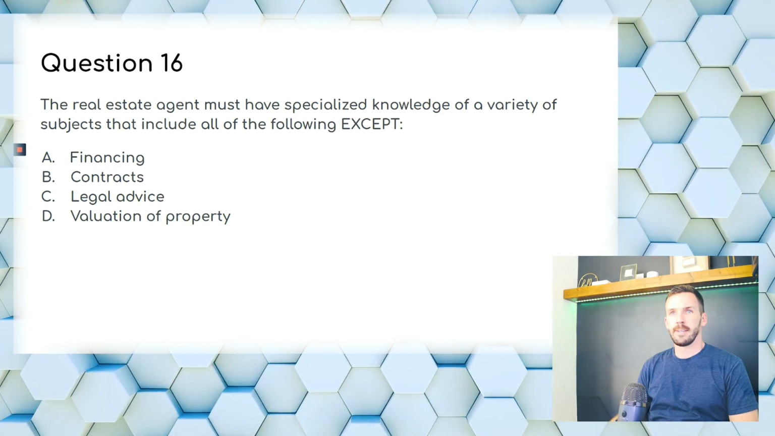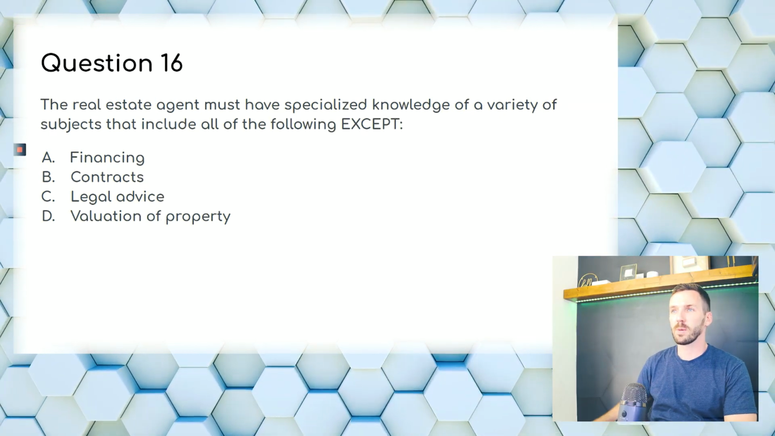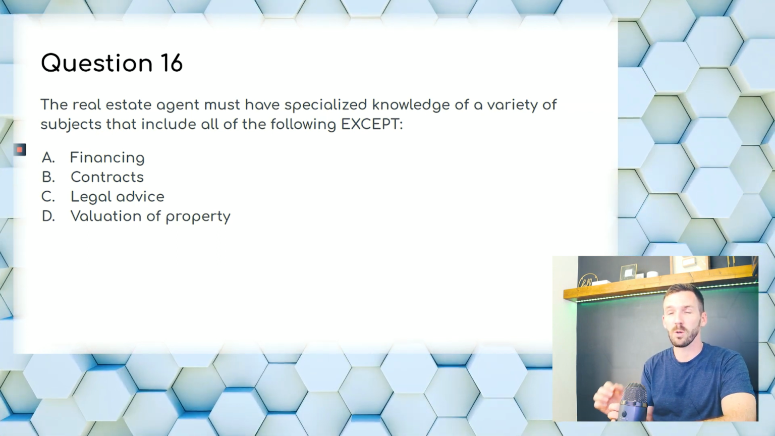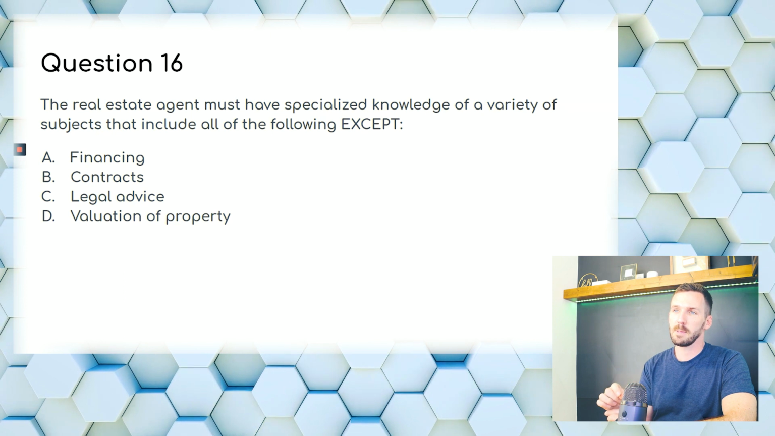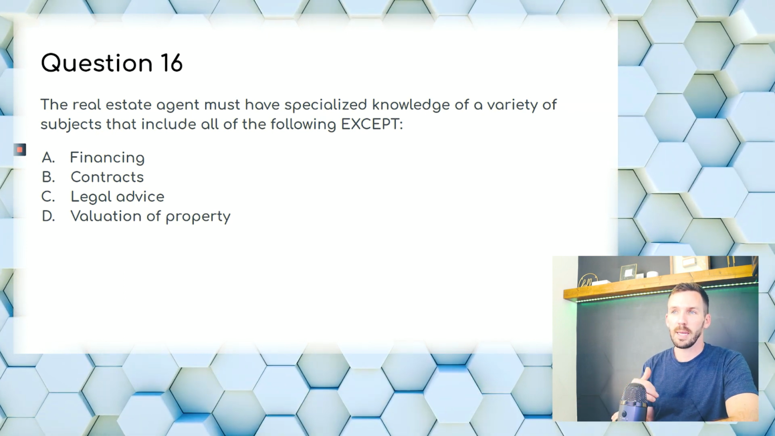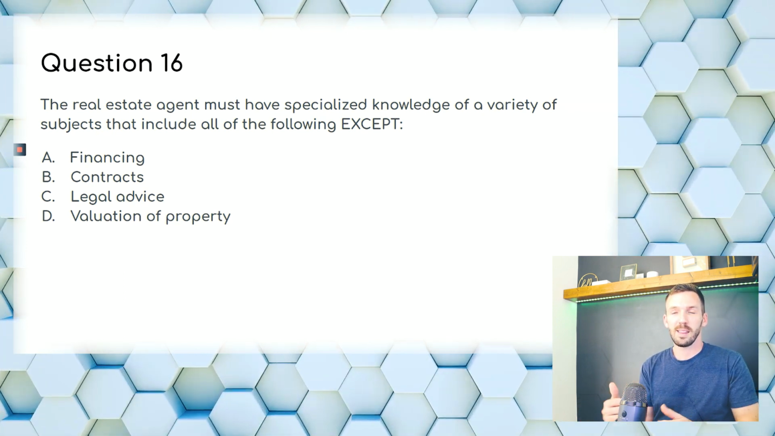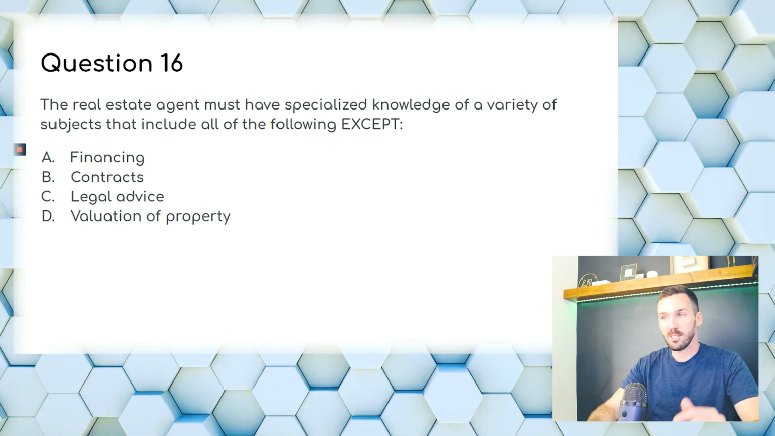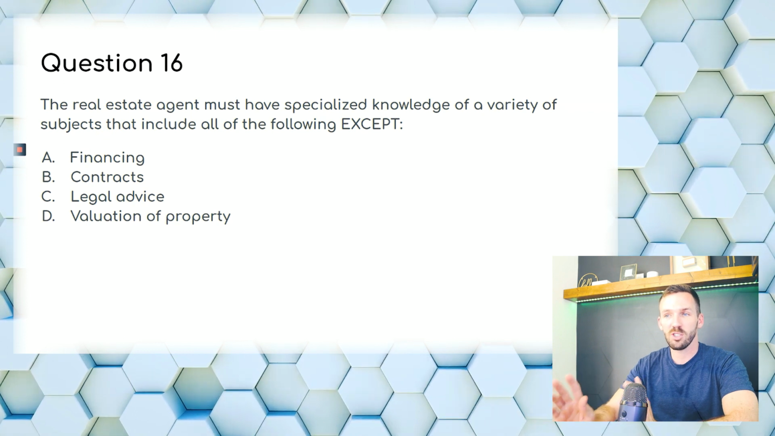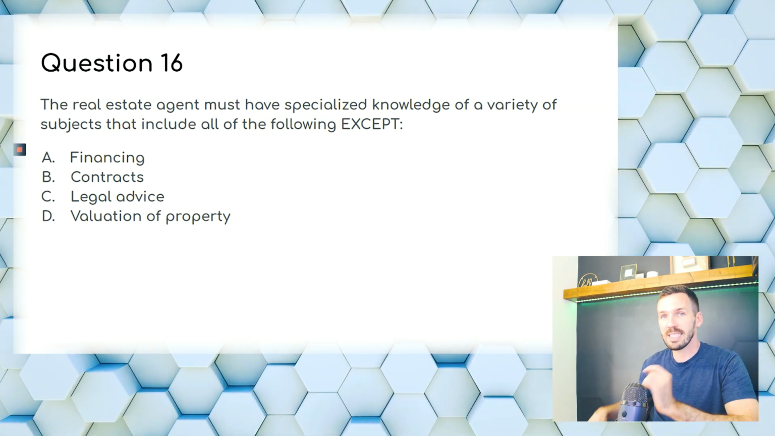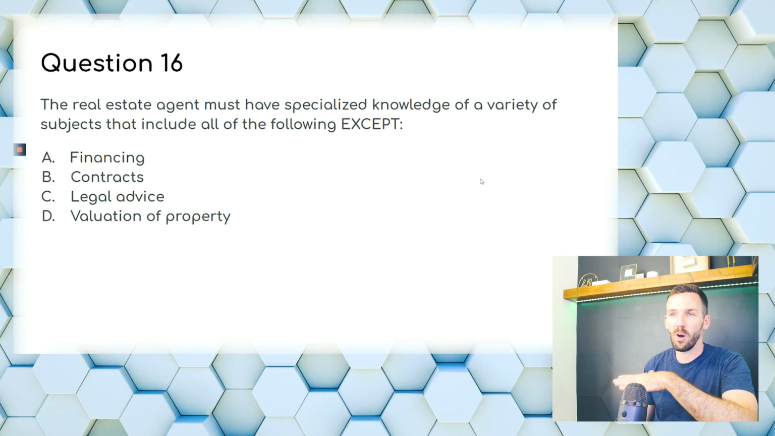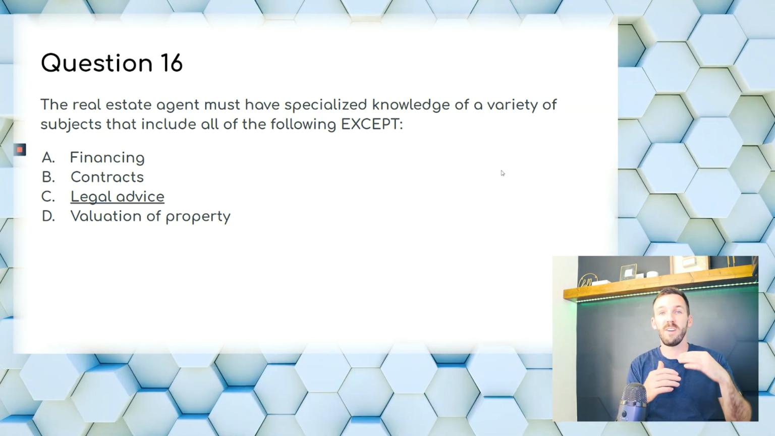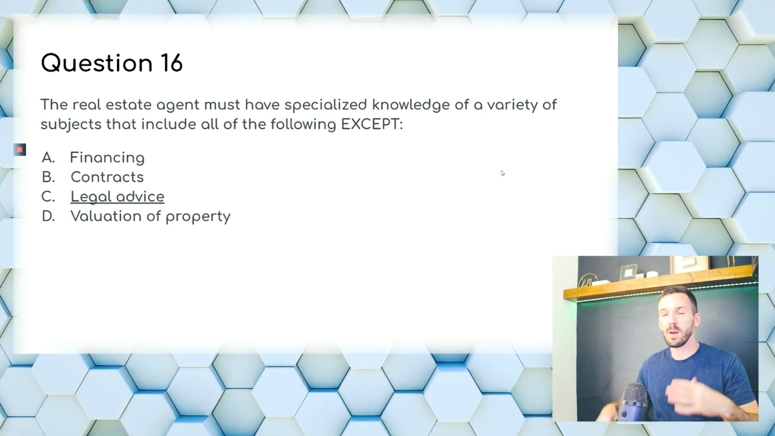Okay, question 16. The real estate agent must have specialized knowledge of a variety of subjects that include all of the following except A, financing, B, contracts, C, legal advice, or D, valuation of property. I hope your teacher has drilled this one into you already, so I'm going to cut straight to the answer here. We do not discuss legal advice at all. Answer is C. If your client asks you a question dealing with the law, advise them to seek a lawyer. You don't want to be liable.